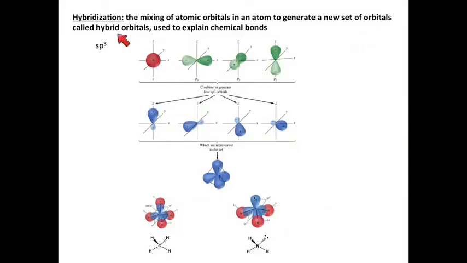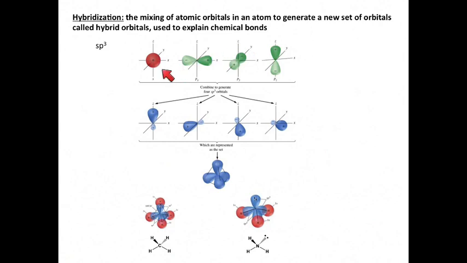Okay, in this video we're going to talk about hybridization. That is the mixing of atomic orbitals in an atom to generate a new set of orbitals that we call hybrid orbitals. And this is how we use to explain chemical bonds and bonding.